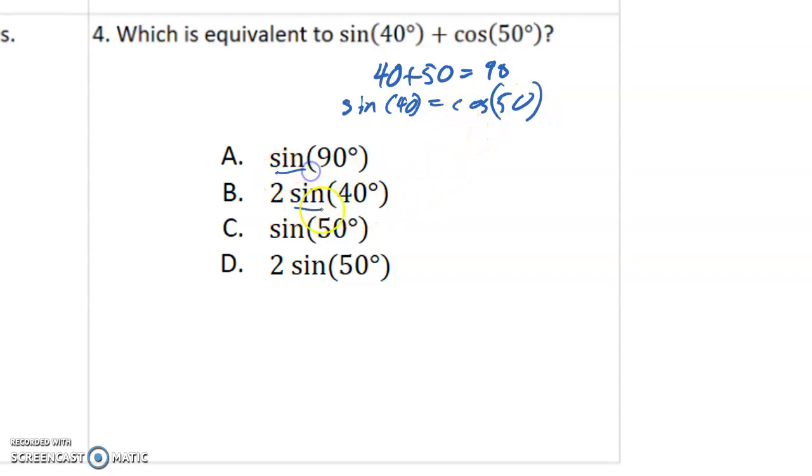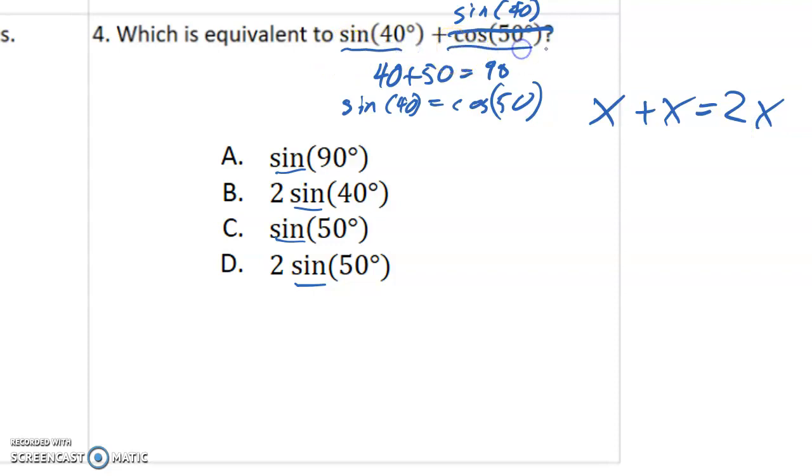I'm looking at all these problems and they all have sine in them, for all of these answer choices. Since that's the case, I could use substitution and replace this cosine of 50 with another sine of 40. Now, the way I can think about that, just like if I have x plus x equals 2x, if I have sine of 40 plus another sine of 40, that is equal to 2 sine 40.